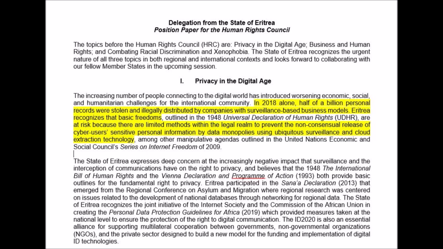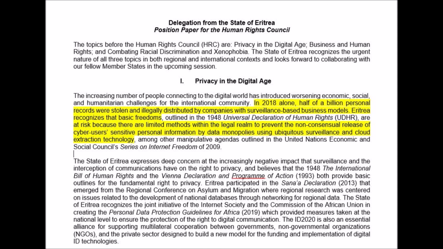In this position paper authored by the state of Eritrea in the Human Rights Council, they're looking at privacy in the digital age. So here in the first paragraph for you, I've highlighted in yellow some of the challenges that the author has indicated exist in the topic. So your first paragraph should be dedicated to outlining what some of the challenges might be that you can then address in the rest of the paper.